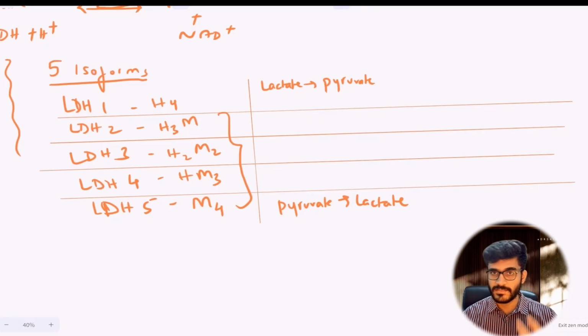When oxygen is limited, LDH5 is rapidly going to convert pyruvate to lactate. This regenerates NAD+, which is crucial for glycolysis, and this produces ATP anaerobically.